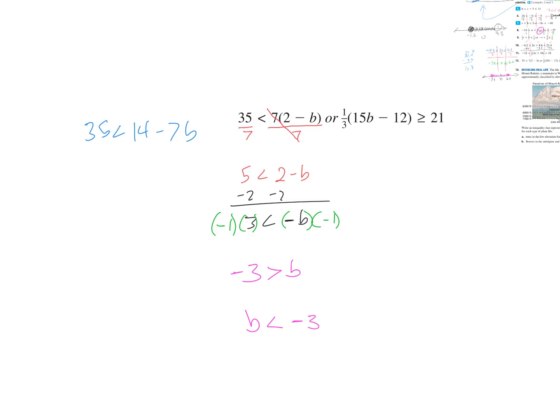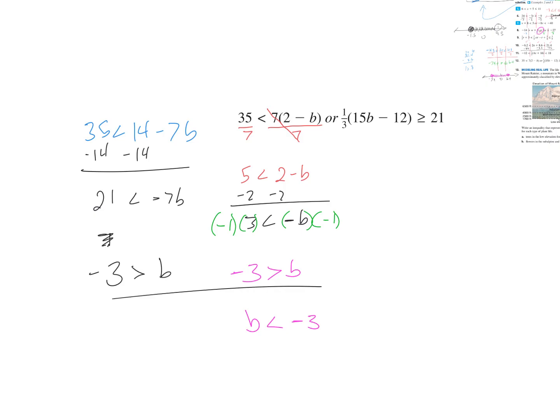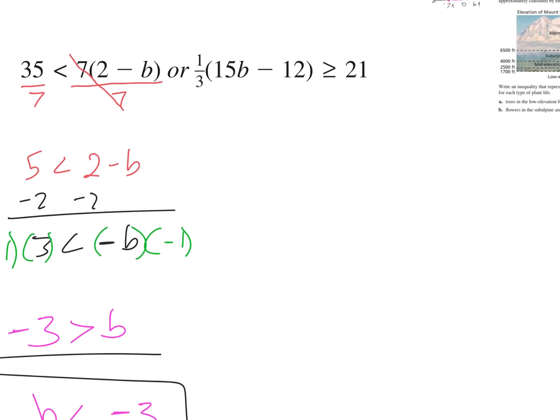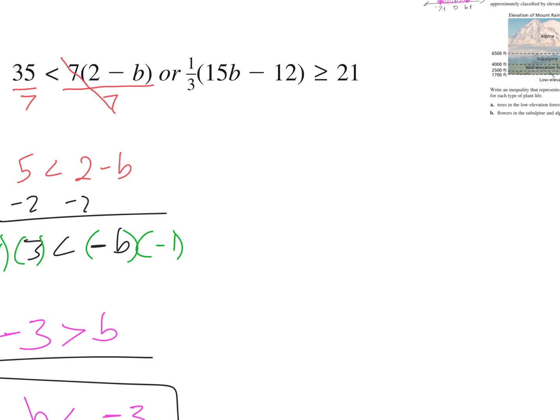So by the way, I'll just show you how you would have ended up the same over here. If I subtract 14, I get 21 is less than -7b. And when you divide by -7, you get -3 is now greater than b. Oh, look, that's what we got there. So there's the first chunk of this. If you're thinking, wow, that took a long time, it was just me doing it twice. So yeah, doing things twice takes twice as long sometimes, right?